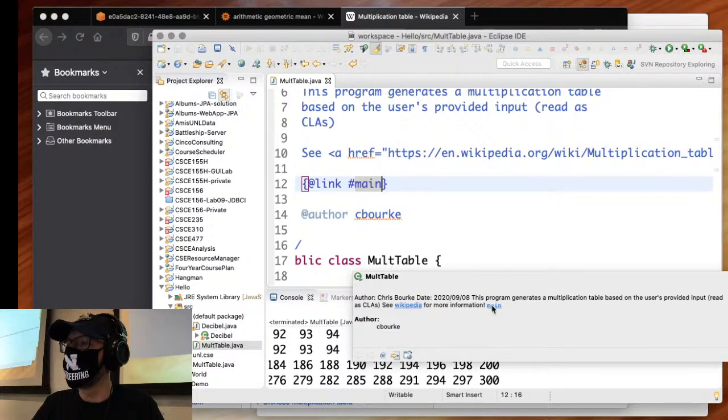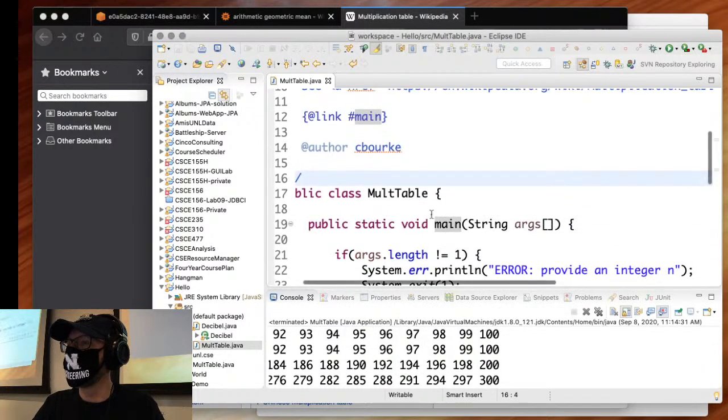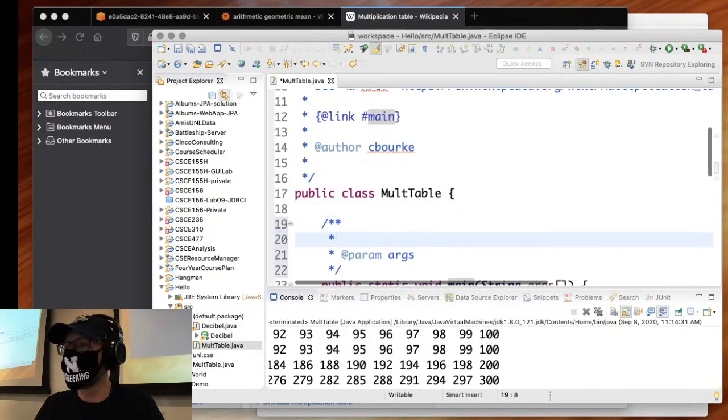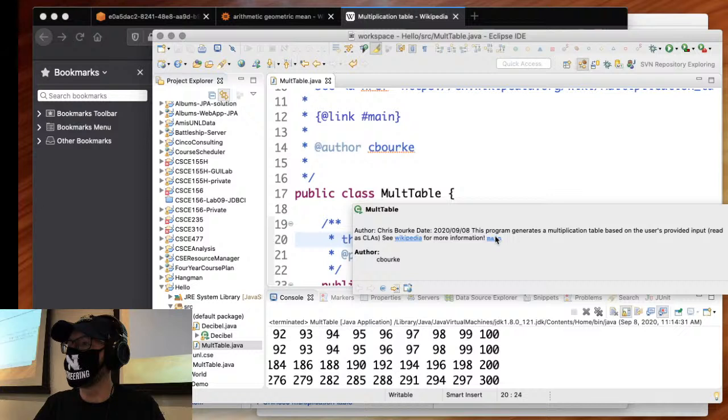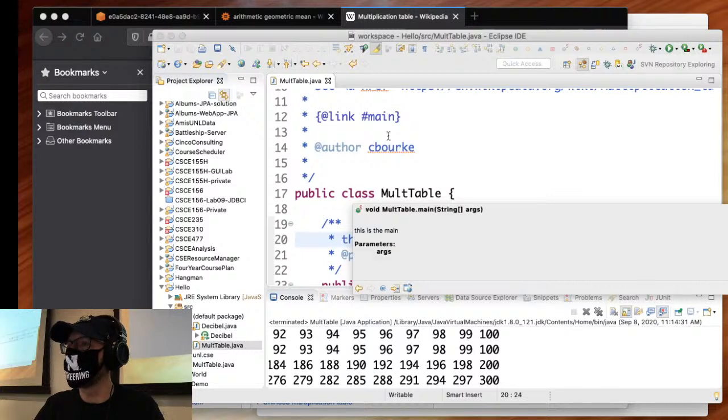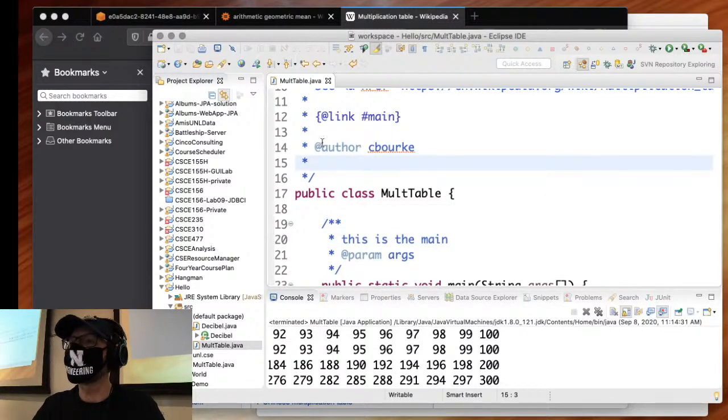Yeah, I can go ahead and click on the main and that will take me over here, but there's no documentation here, so you can put, this is the main, right? Now when I hover over this, and I want to know more about the main method, okay, that's not how you do it. Oh, there we go. This is the main. I just clicked on it and it takes me to another piece of documentation. So that's why you would want to use these kinds of annotations.